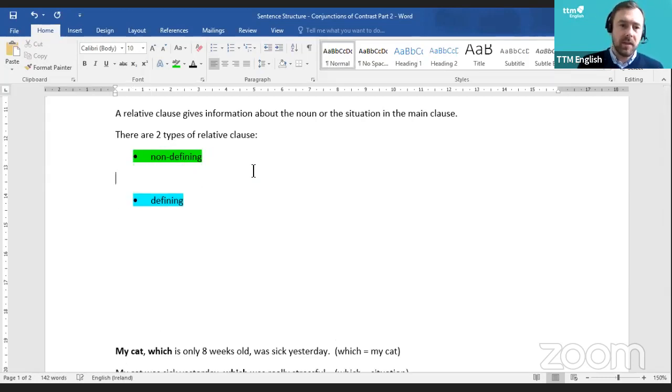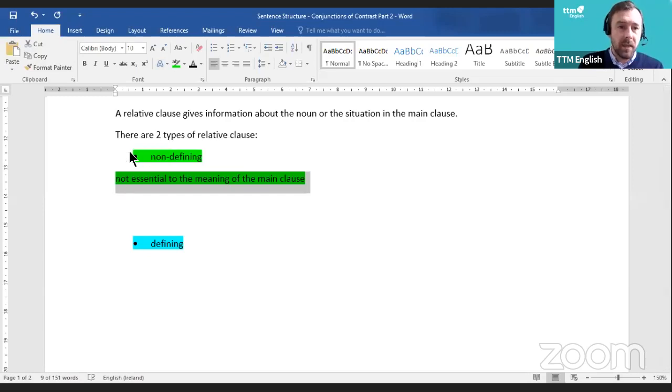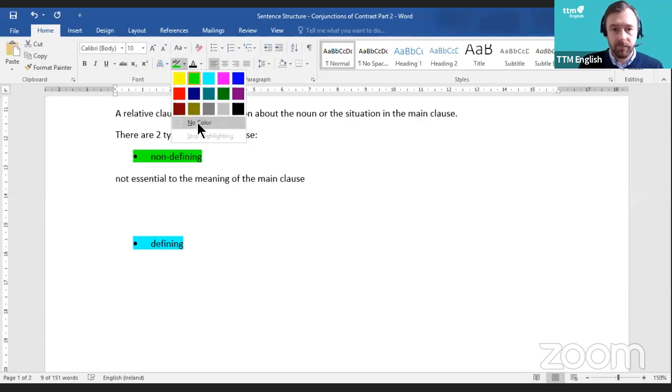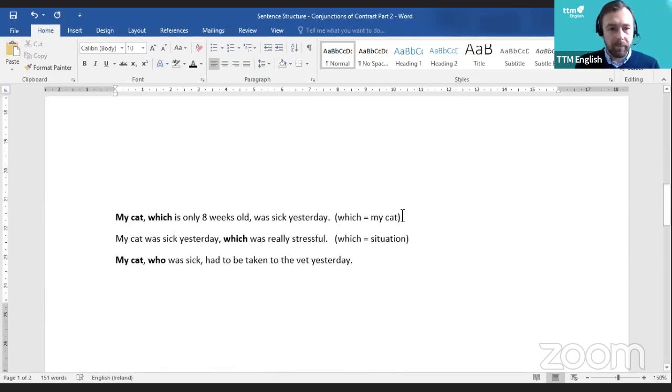Now, what we need to do is to think about how non-defining and defining clauses work. Now, non-defining clauses, there's some noise coming through there. I'm just going to put on mute. I think that's a bit better. Okay. So non-defining means they are not essential to the meaning of the main clause. They are not essential to the meaning of the main clause.